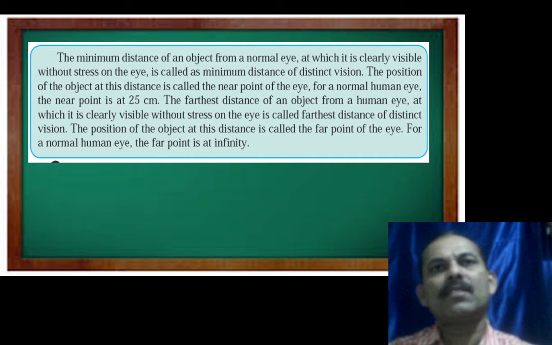The farthest distance of an object from a human eye at which it is clearly visible without stress on the eye is called the farthest distance of distinct vision. The position of an object at this distance is called the far point of the eye. For the normal eye, the far point is at infinity.